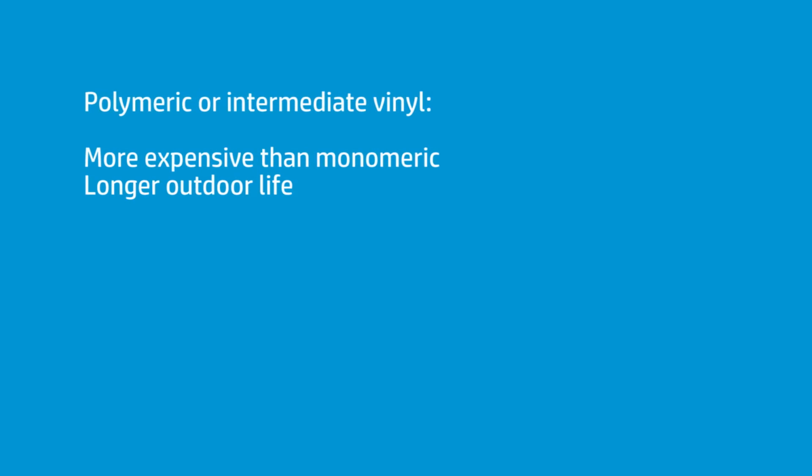Polymeric is sort of a little step up. Sometimes it's called intermediate vinyl, and it usually has a little bit of a longer outdoor profile to it. But both monomeric and polymeric kind of fall into the general category, and it's all your decals and print and cuts.